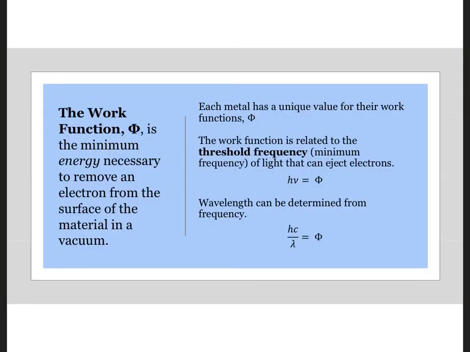The work function, phi, is defined as the minimum energy needed to remove an electron from the surface of a metal in a vacuum. Each metal will have its own value for phi, and this is a number you'll either be given so that you can calculate the wavelength or frequency, or you'll be given wavelength or frequency and be asked to calculate the work function, phi. Let's look at an example.